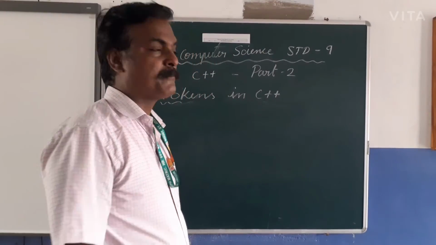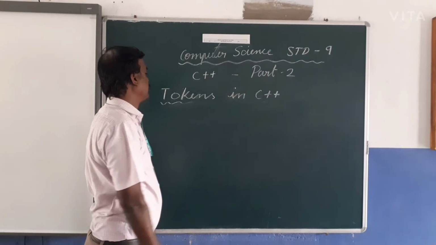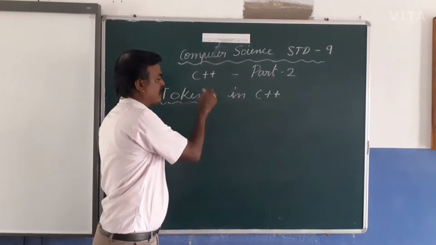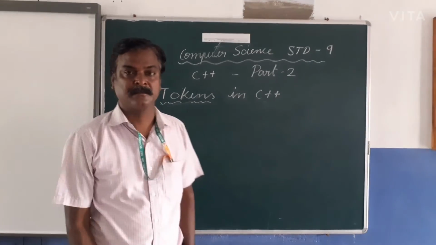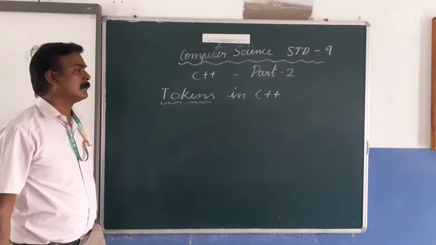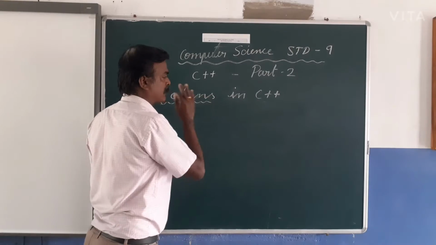We are going to learn computer science C++ part 2. In part 2 we are going to learn what are called tokens in C++. The smallest element which the compiler can understand is called a token.